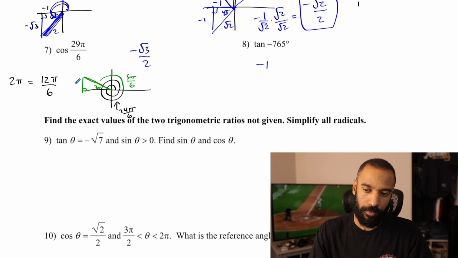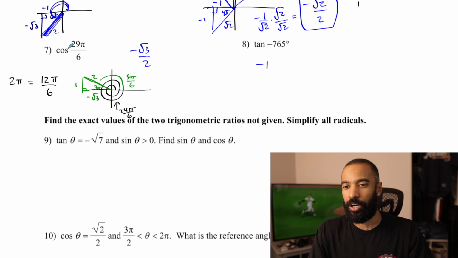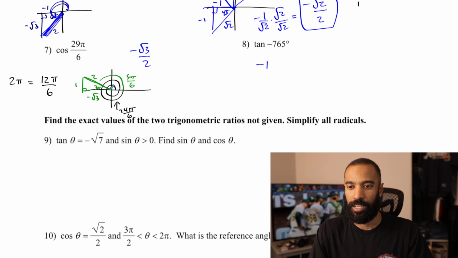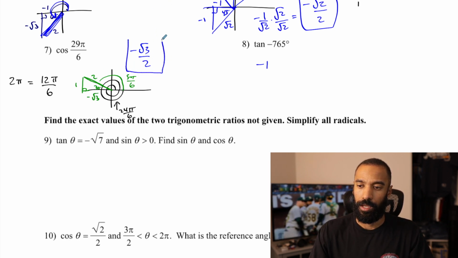There's the goal. Here's my 1. Here's my negative root 3 as we go left. And here is my 2 right there. Cosine is adjacent over hypotenuse, negative root 3 over 2.